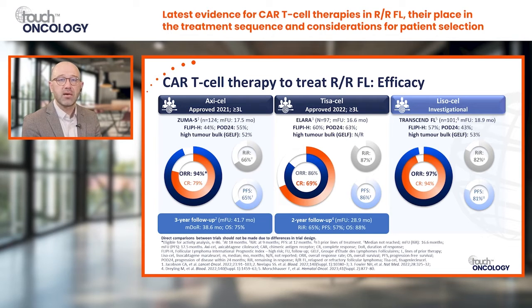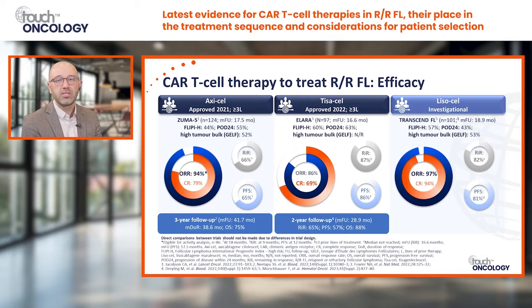Tisagenlecleucel, or Tisa-cel, was a second FDA-approved CAR T-cell therapy for follicular lymphoma. It was approved in 2022, also in the third-line setting, and that was based on data from the ELARA trial. That enrolled around 100 patients, and additionally and similarly had a high-risk patient population. Tisagenlecleucel in this context produced an overall response rate of 86%, with a complete response rate of 69%.